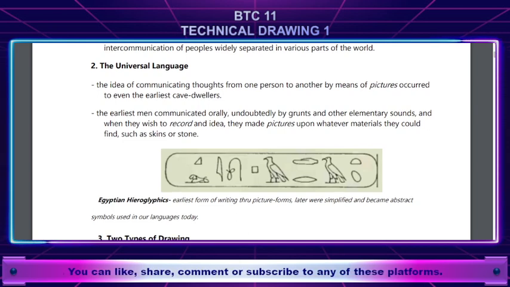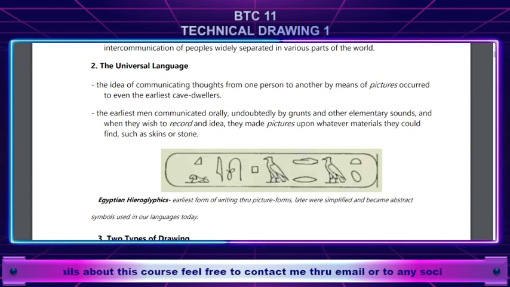Next is the term universal language. The idea of communicating thoughts from one person to another by means of pictures occurred to even the earliest cave dwellers. During the earlier times, people communicated by means of pictures. That's why you can see drawings or illustrations from the caves.